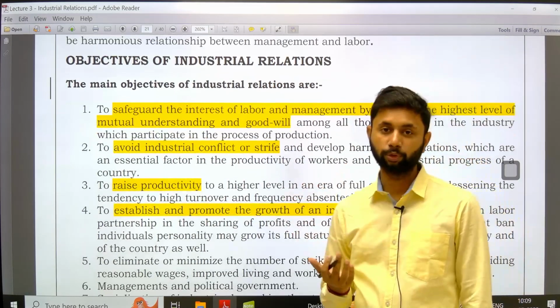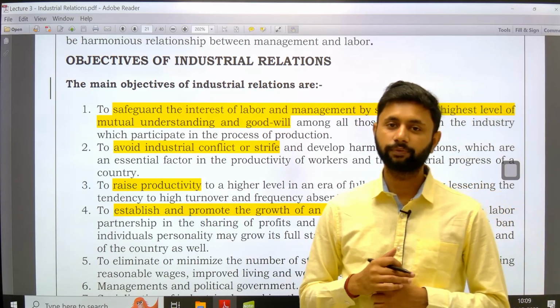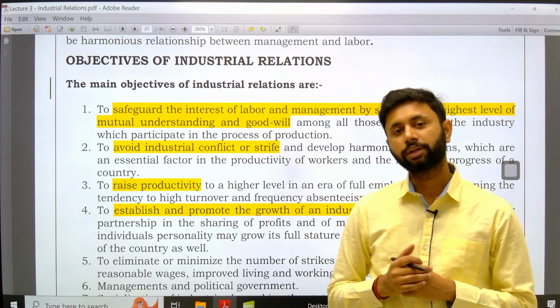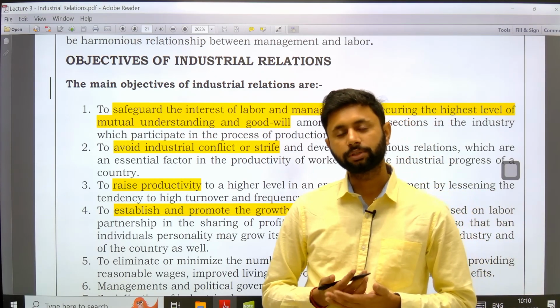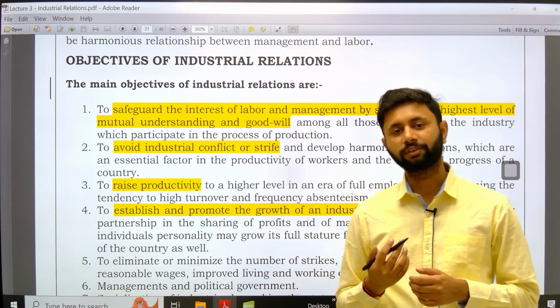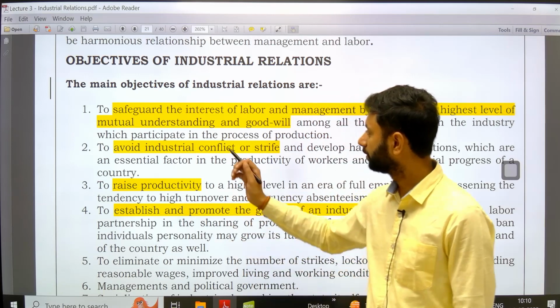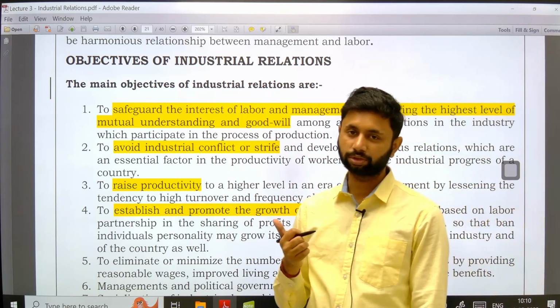First and foremost, as we've already discussed in the historical evolution of labor industrial relations in India, we've talked about how the situation of workers was not good, and the government and even the management weren't listening to them. So the first and primary objective of industrial relations is to safeguard the interest of workers.